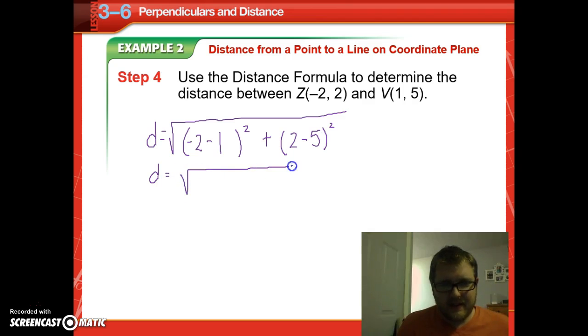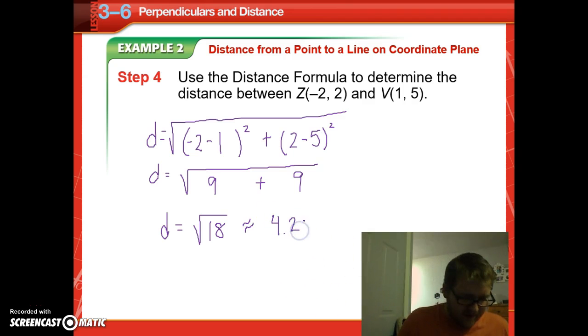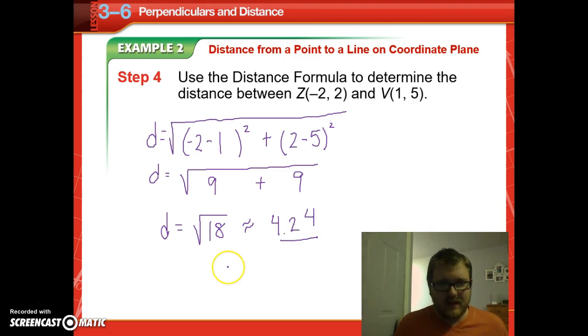So we end up with negative 3 squared, or 9. We end up with, again, negative 3 squared, or 9. So we get the distance is radical 18. And if you want to, you can approximate that. Square root of 18 is the exact value, or you can estimate that to be about 4.24, being the distance between those two, the line and the point.